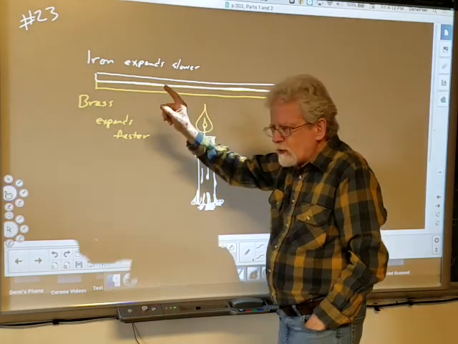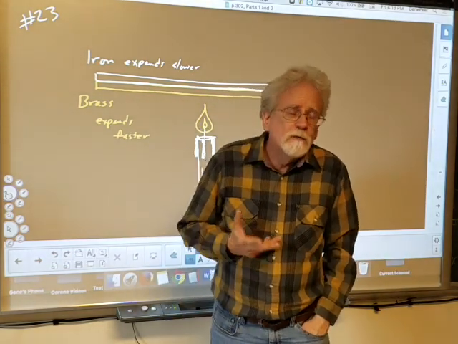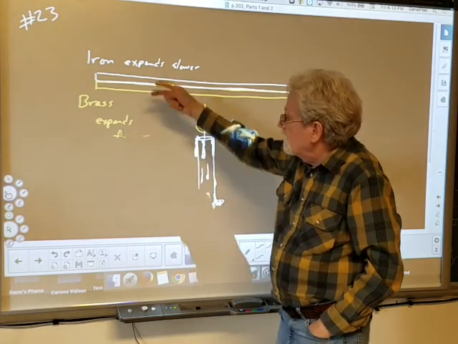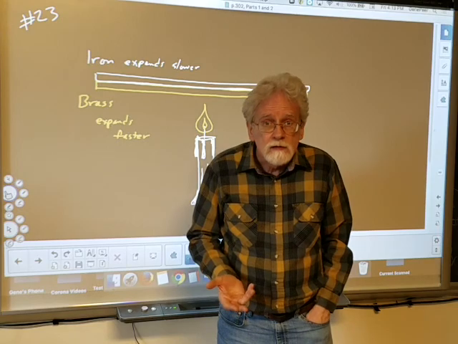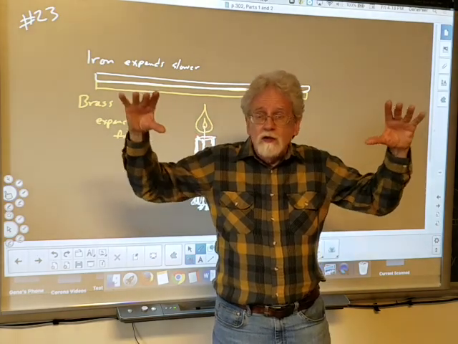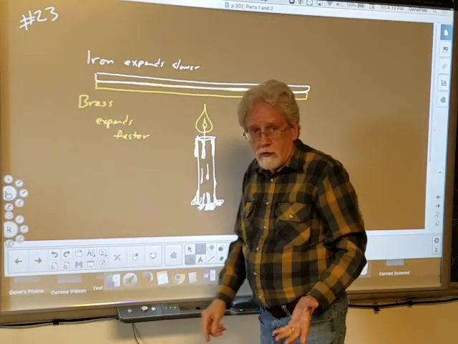Now, what, however, would happen if the two metals expanded at the same rate? Well, hopefully that answer is obvious. If they both expand at the same rate, what's going to happen? Absolutely nothing. They'll both expand at the same rate. It'll get a little longer, but it will not curl. It will not bend.